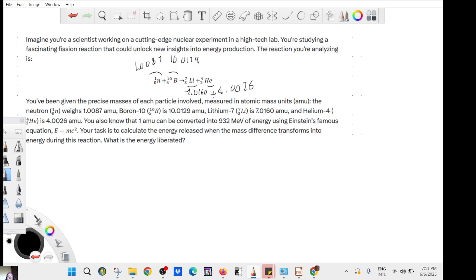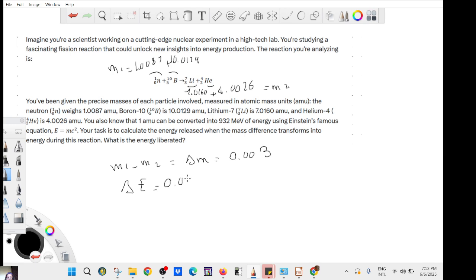So you add this together, you add that together, and you subtract this mass here from that mass there. Okay, so if this is M1 and this is M2, you need to find M1 minus M2. You can pause the video and do it, and you should find the mass defect, 0.003. Okay, so that will be the energy released per equation, right?